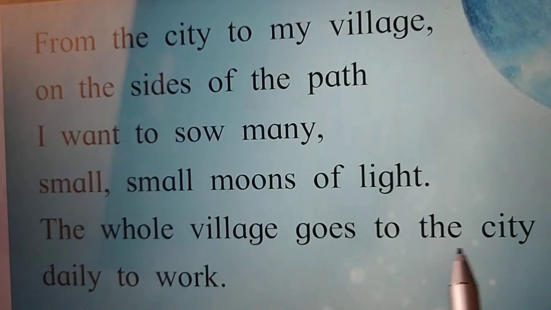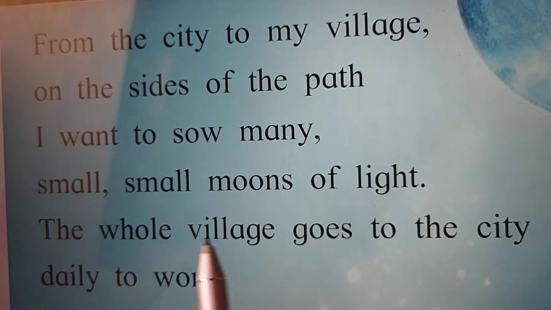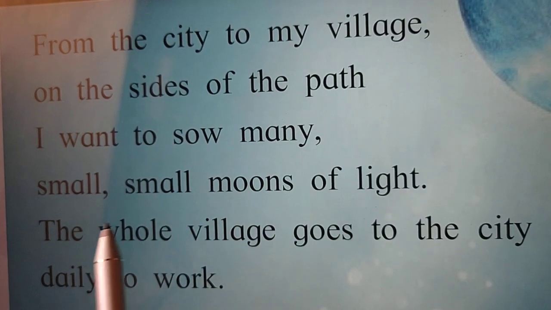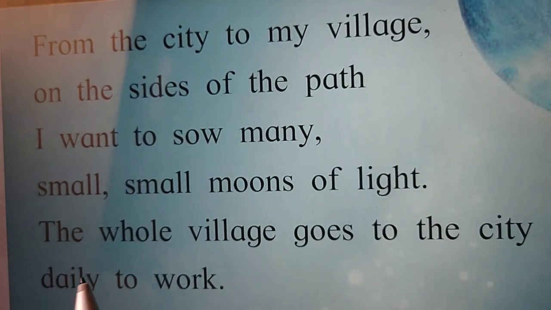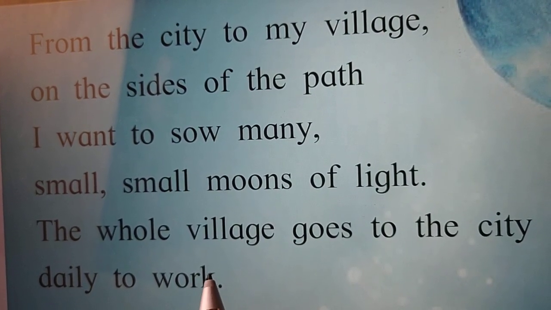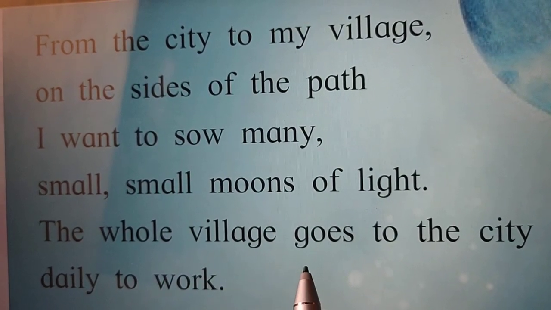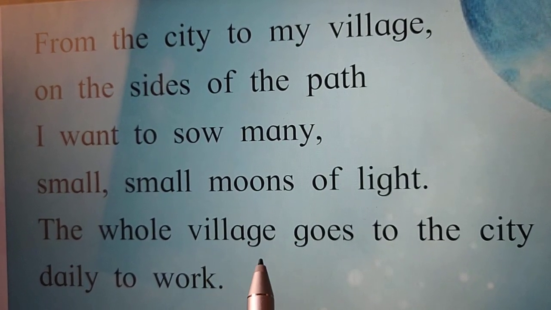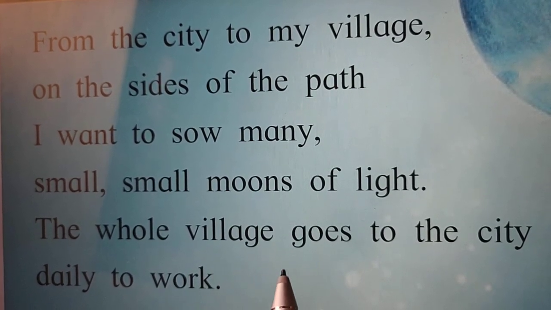The whole village goes to the city daily to work. And further he is giving the reason why he wants to sow the small seeds of moonlight on both sides of the path. He is saying his whole village goes to the city daily to work. So here he is introducing to us the difficulty or the problem before the villagers, that they have no work in their village, and that's why to find work, to find their job, they have to go to the city daily.